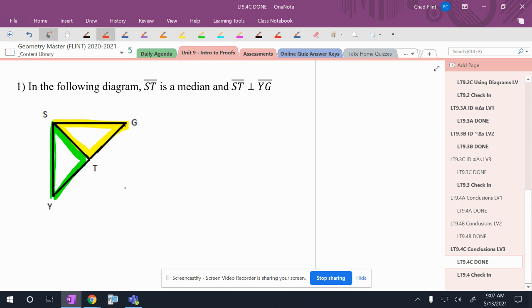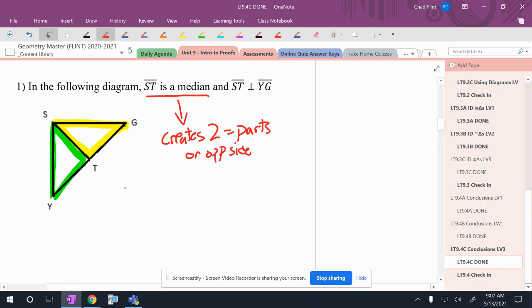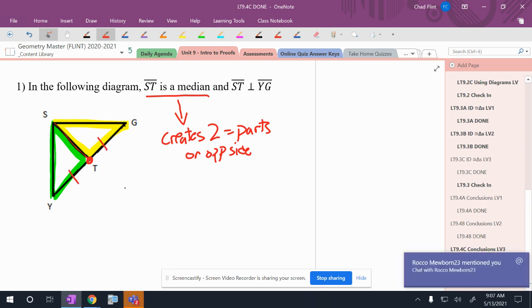If you look at this and you know what a median is, do that first. If you don't know what a median is, maybe skip that. A median hits the midpoint, so it creates two equal parts, and so many things create two equal parts. I'm going to put marks on the opposite side. The median goes like this over here, hits right there. That means those two parts are equal.